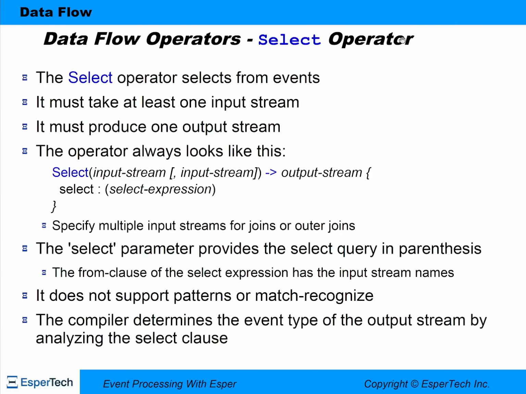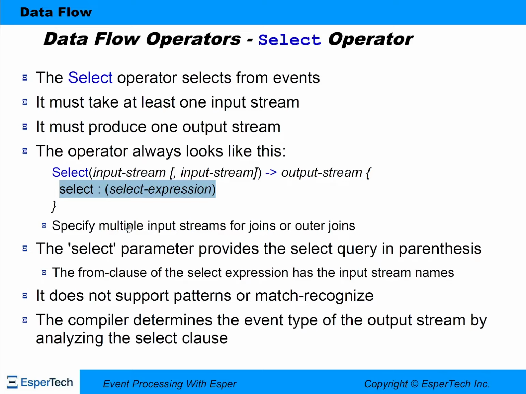This slide and the next slide discuss the select operator. The select operator selects from events. The select operator must take at least one input stream. The select operator must produce one output stream. The operator always looks like this. Select takes one or more input streams, produces output stream {select: (select expression)}.